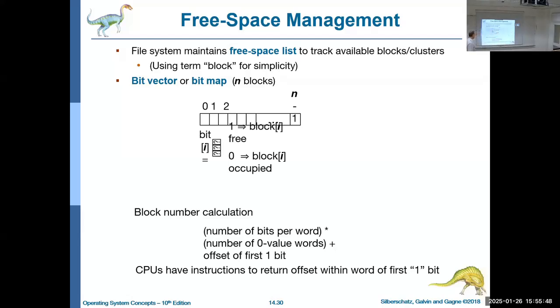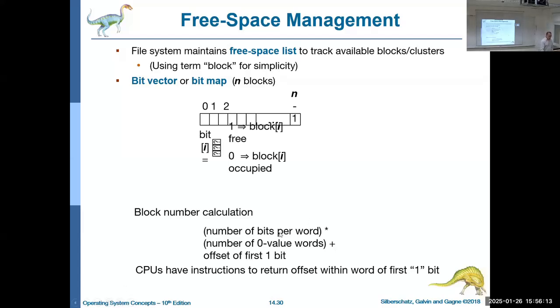CPUs have instructions to return the offset within a word of the first 1 bit. In other words, there'll be a special instruction in the CPU which will tell me where the first 1 is in this word. It'll give me back, like, 7 if it's the 7th bit. And then I know 7.